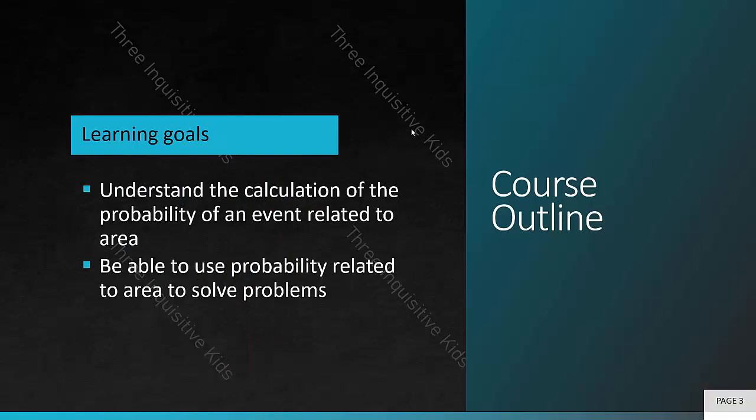Our learning goals for today are to understand the calculation of the probability of an event related to area, and be able to use probability related to area to solve a problem.